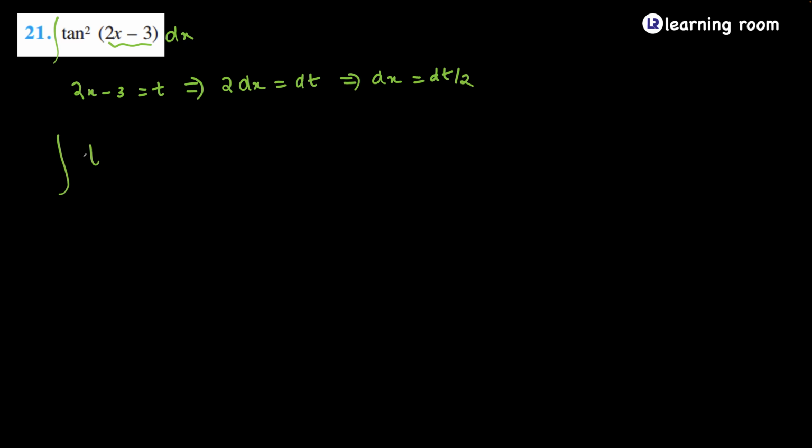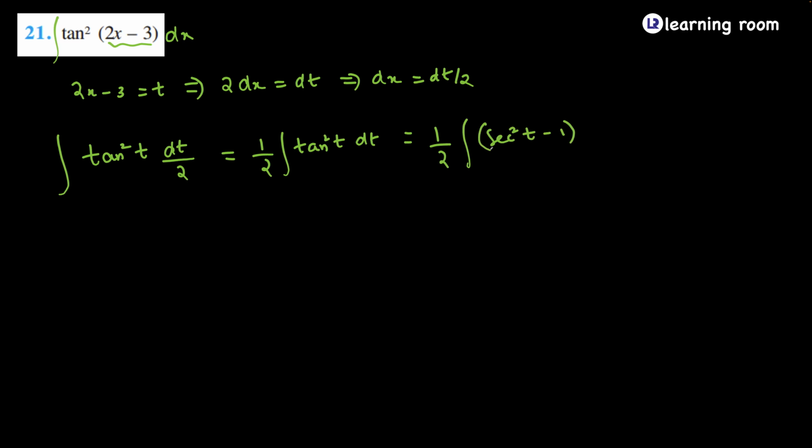So integral of tan square of 2x minus 3 is t. In the place of dx, it is going to be dt divided by 2. Right? So it will be half of integral of tan square t dt. But there is no direct integral for tan square t. So you should write it in terms of secant square. So this will be half of integral of secant square t minus 1 times dt, because tan square t is secant square t minus 1.